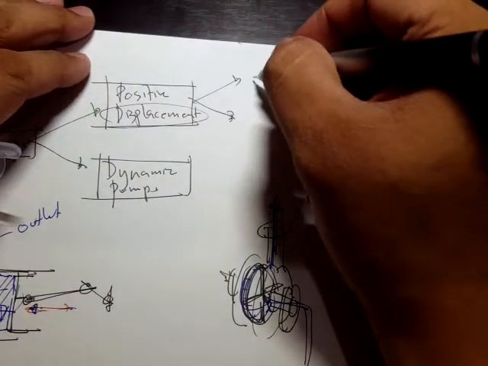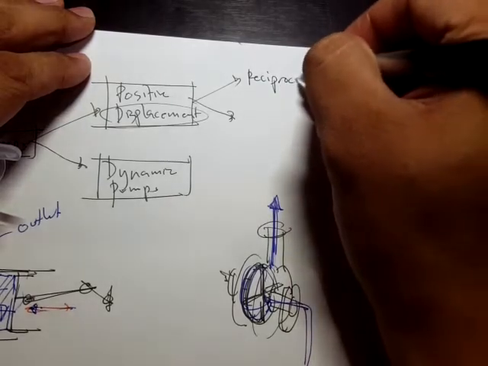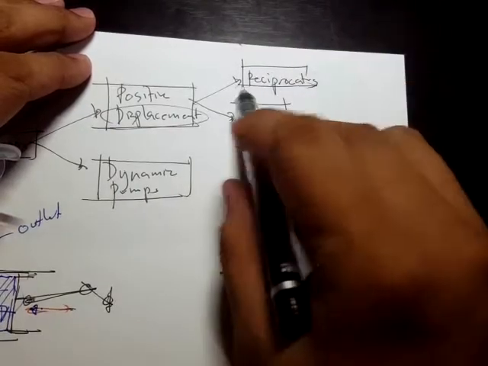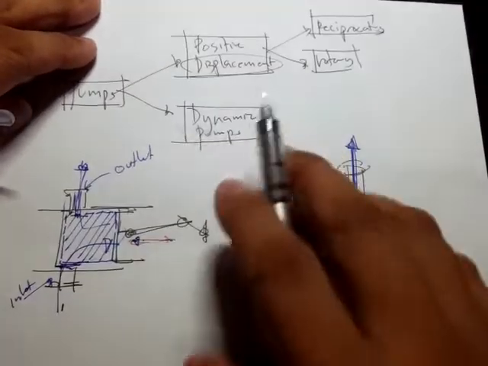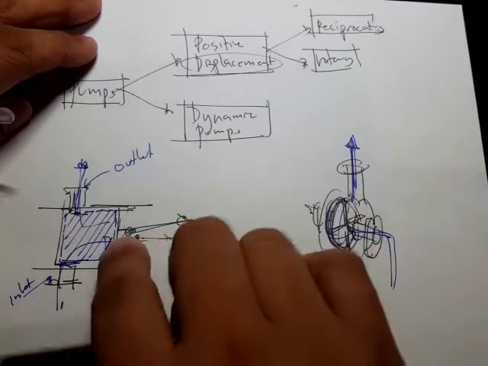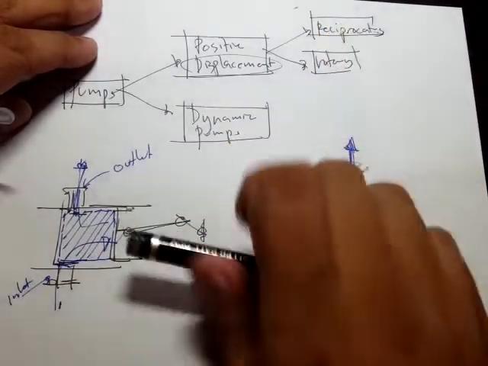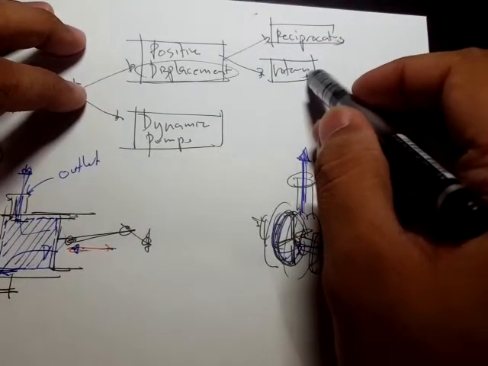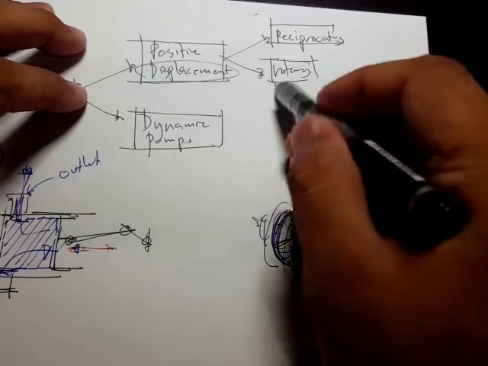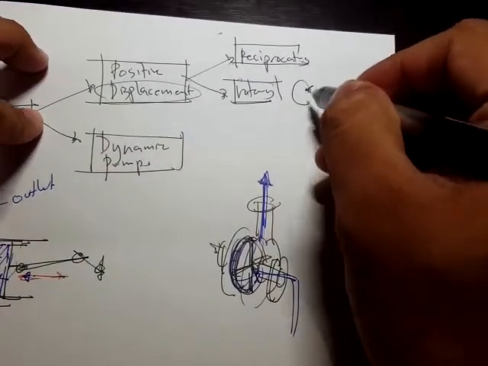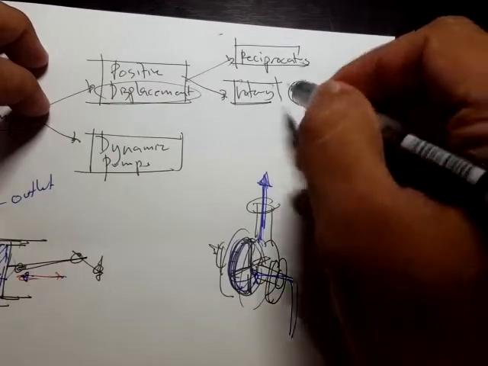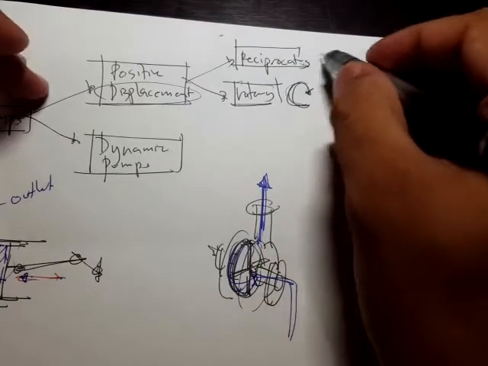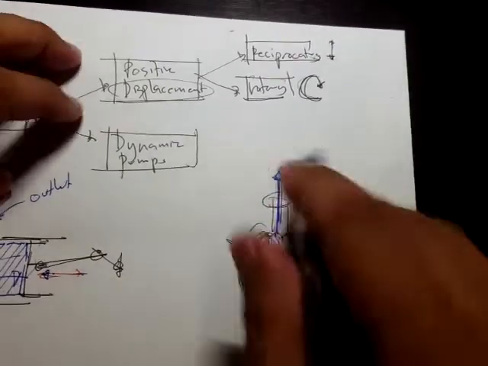So furthermore, these positive displacement pumps are further classified into reciprocating and rotary. From the word itself, when I say reciprocating, that means it's a linear motion. An example is a piston pump, but of course there's also a rotary piston pump. So this one, rotary, means that the motion of the pump, or the design of the pump, is in rotary motion, whereas this one is in reciprocating motion, right?